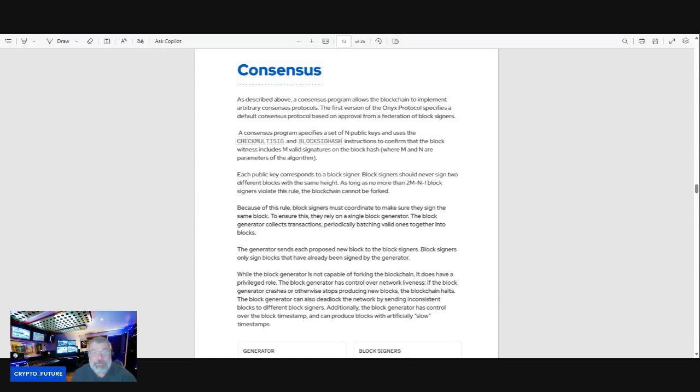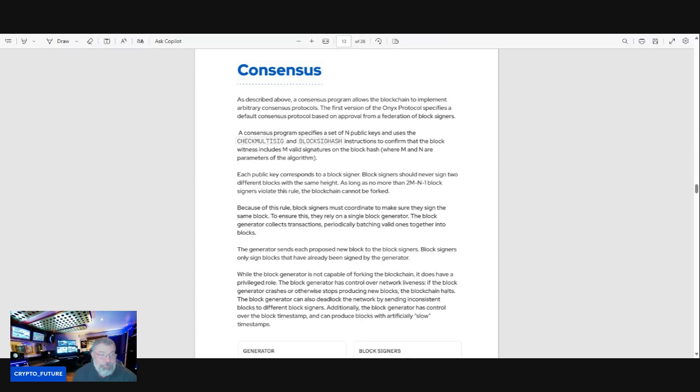instructions to confirm that the block witness includes m valid signatures on the block hash, where m and n are parameters of the algorithm. Each public key corresponds to a block signer. A block signer should never sign two different blocks with the same height. As long as no more than 2m minus n blocks signers violate this rule, a block cannot be forked.